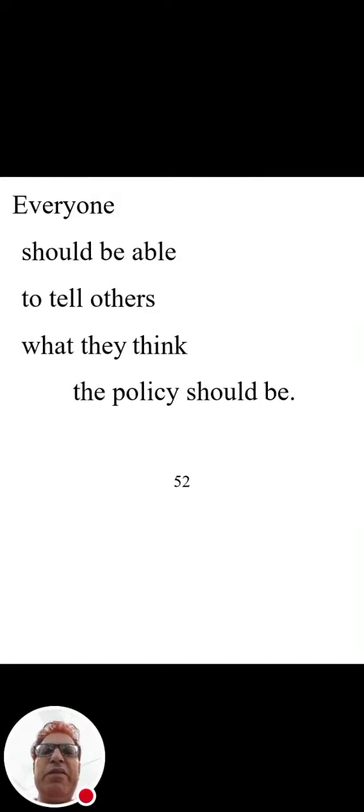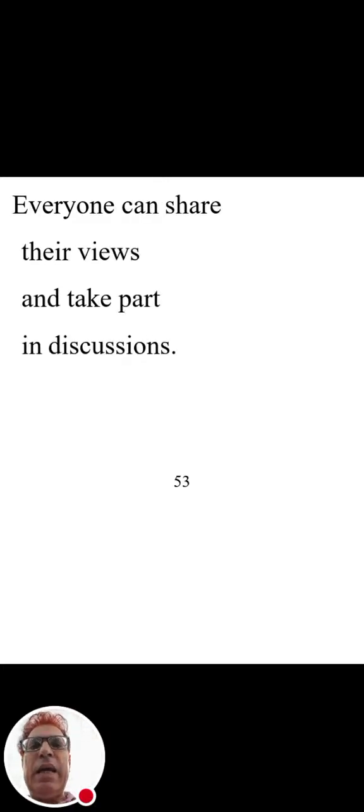Everyone should be able to tell others what they think the policy should be. So everyone should have the right, everyone should be allowed to tell what they think, what they want to say. Everyone can share their views and take part in discussions.